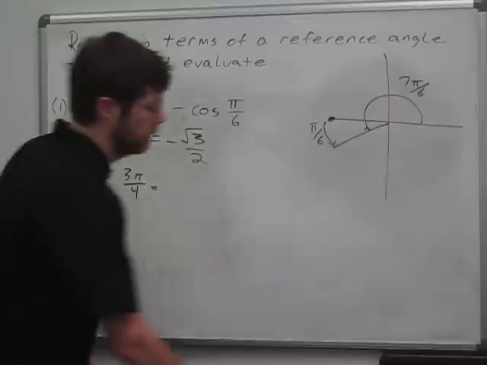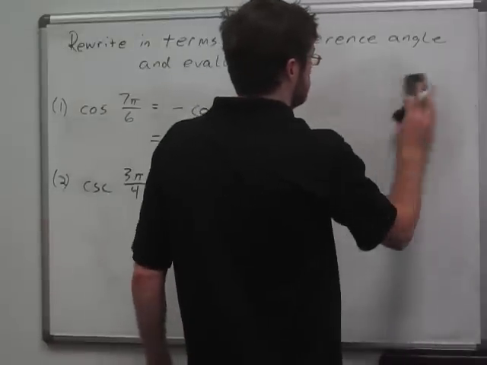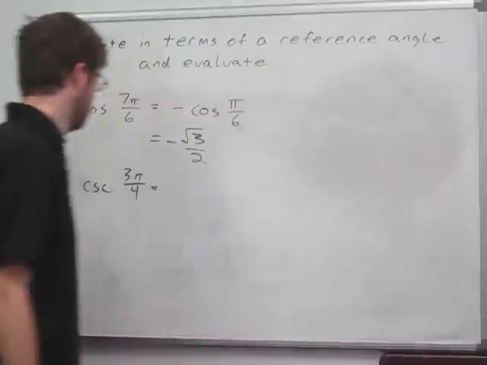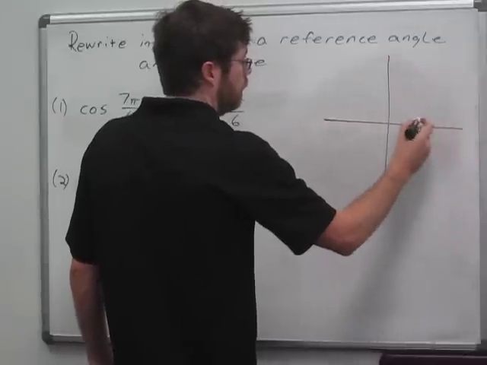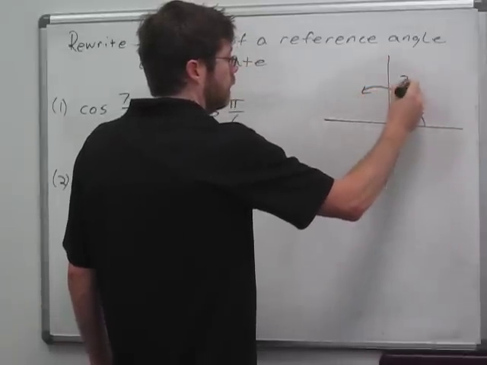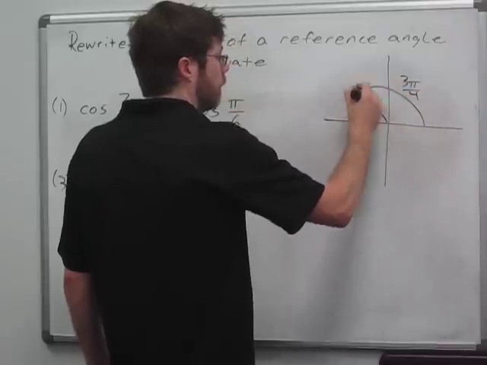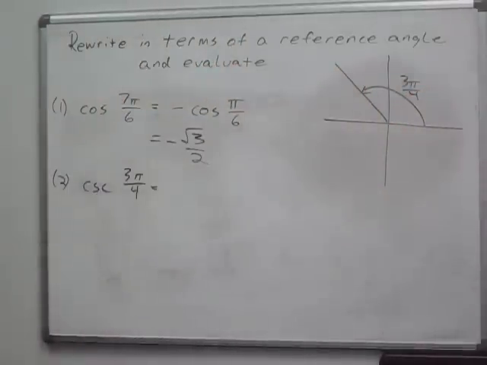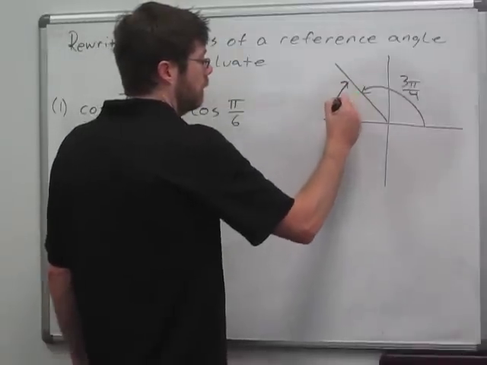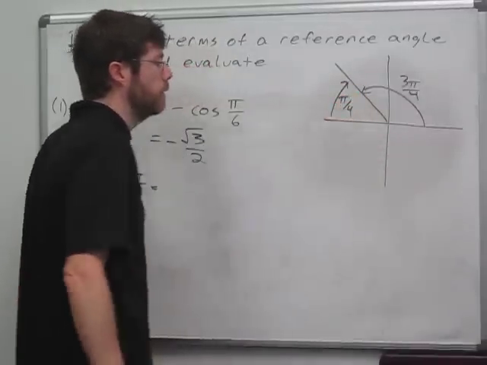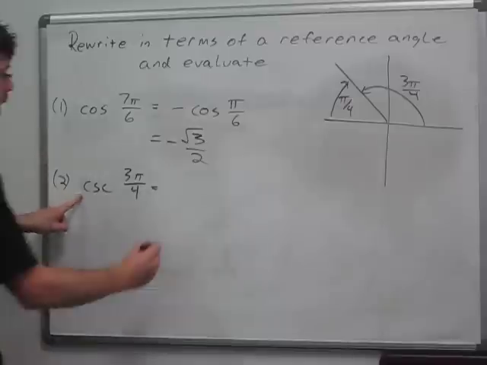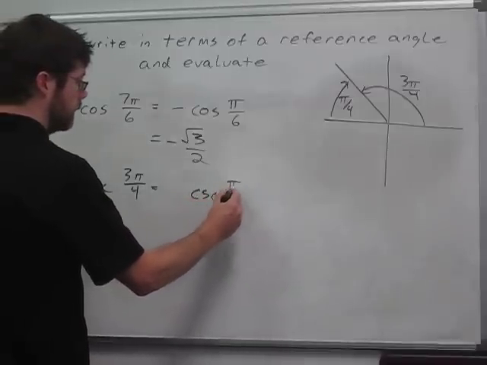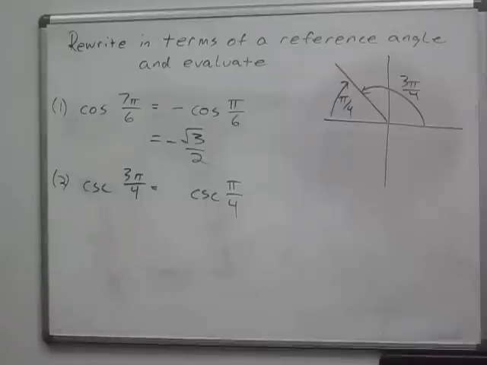Let's work the cosecant. We want the cosecant of 3 pi over 4. So 3 pi over 4 lands in quadrant 2, right? Making our reference angle pi over 4. So cosecant of 3 pi over 4, I want to evaluate in terms of the cosecant of pi over 4.